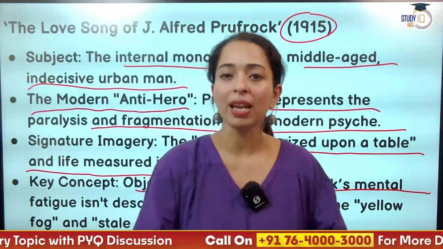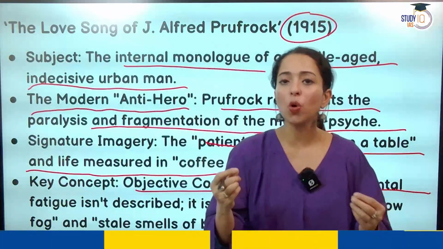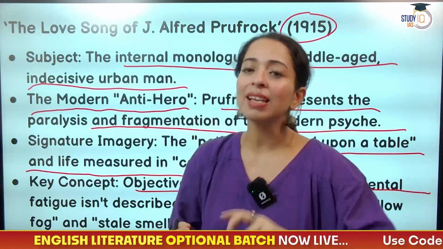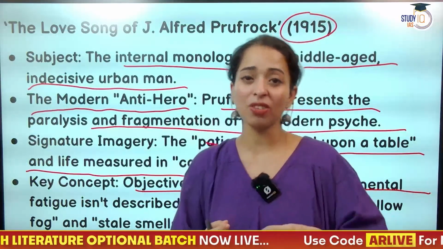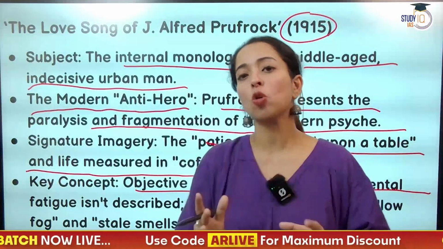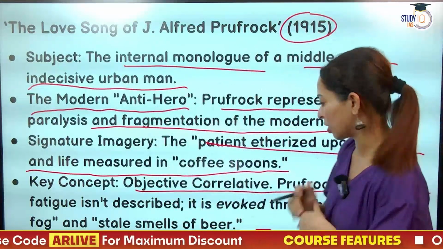Don't mention that, but create an atmosphere, create those imageries through your words that will give the feeling to the reader that yes, he is feeling anxious, he's feeling indecisive, he's not courageous enough. And that is the objective correlative, which is used a lot in The Love Song of J. Alfred Prufrock.